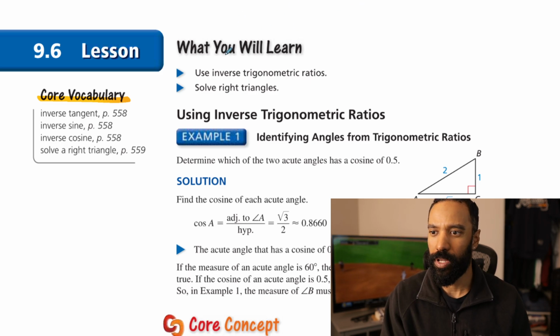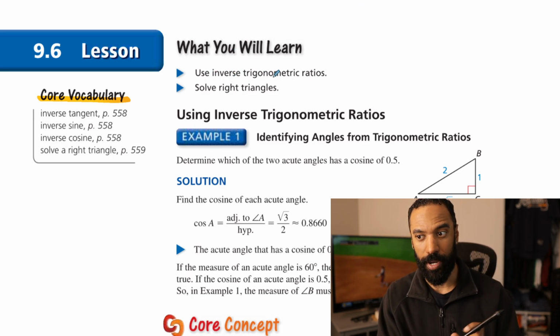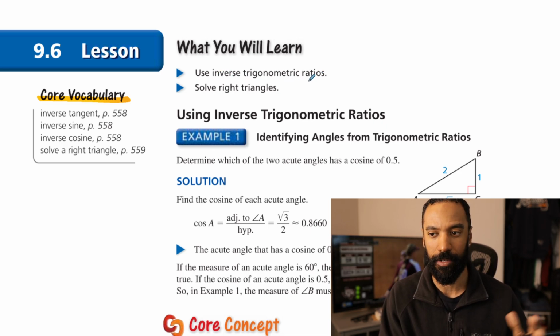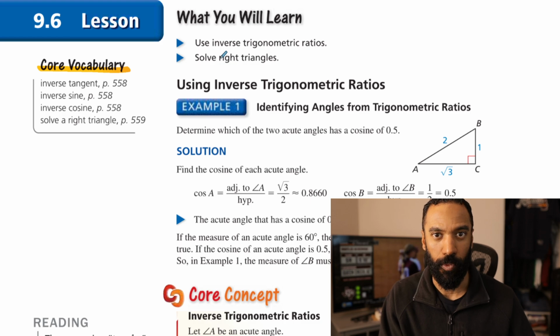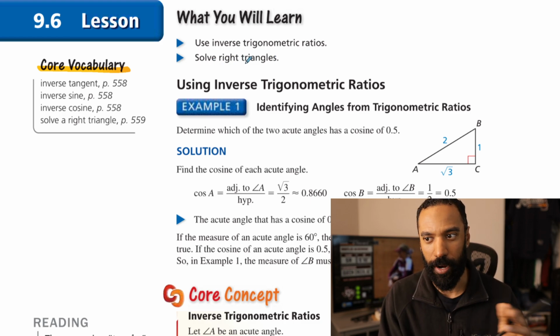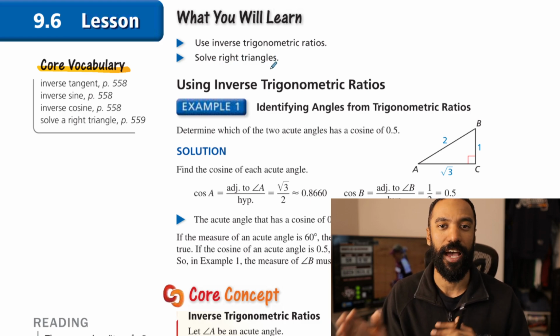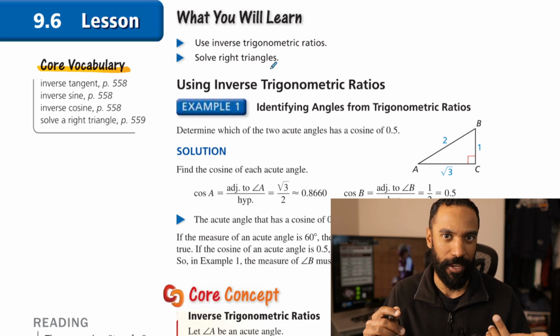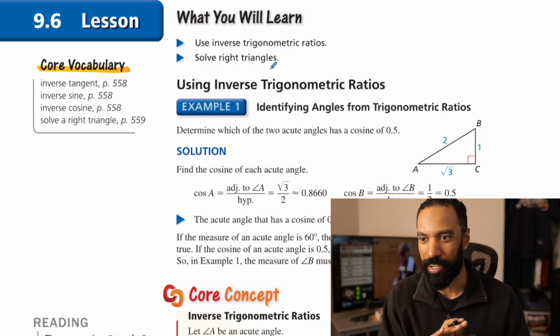So what will you learn? We will learn to use inverse trig ratios. Yes, this will be used to find missing angle measures. I'll talk about it more if they don't, as far as exploring why that is and what it looks like. And solve right triangles, which I said means find every missing part of your triangle. All three angles, all three sides. Obviously, one of the angles is 90 degrees, so that's not one you need to find.